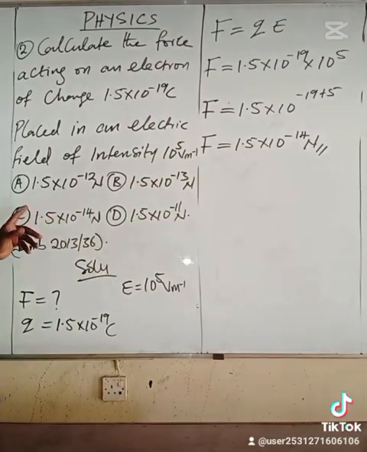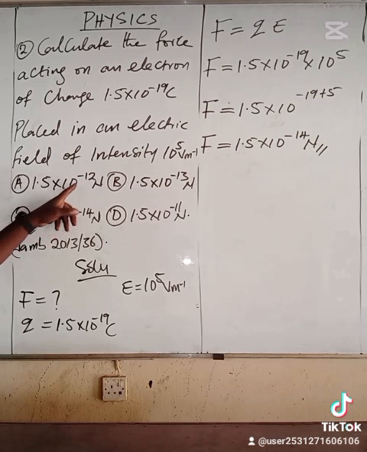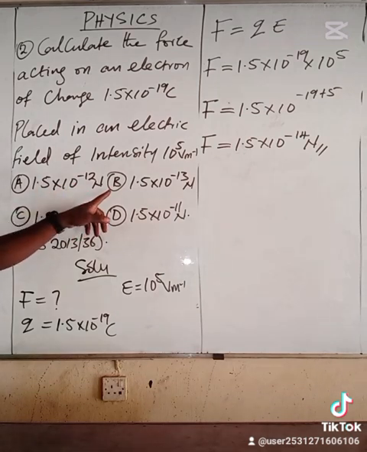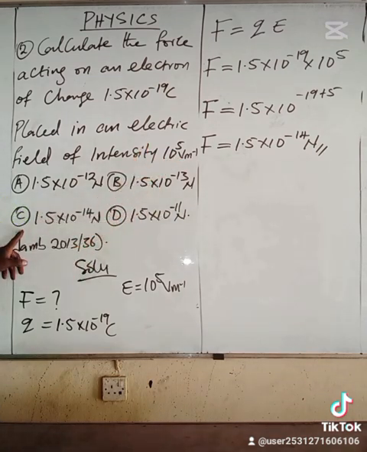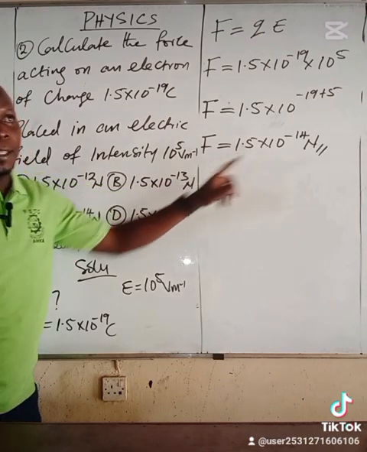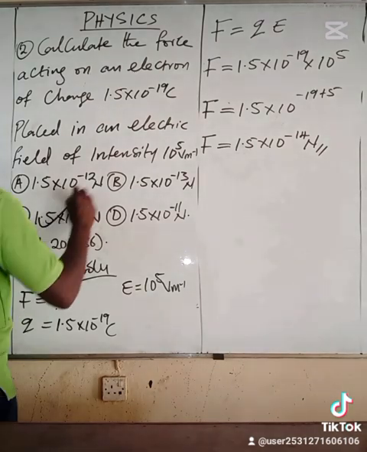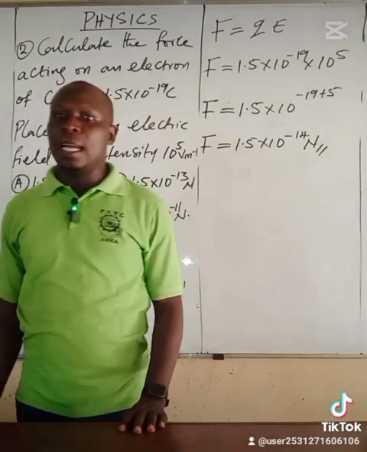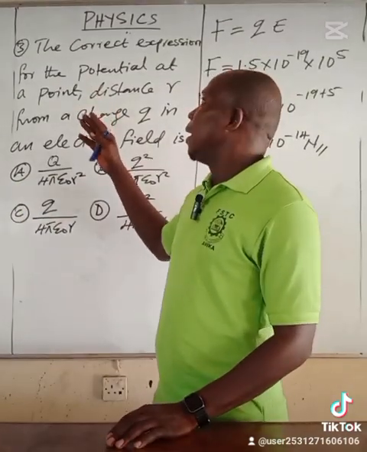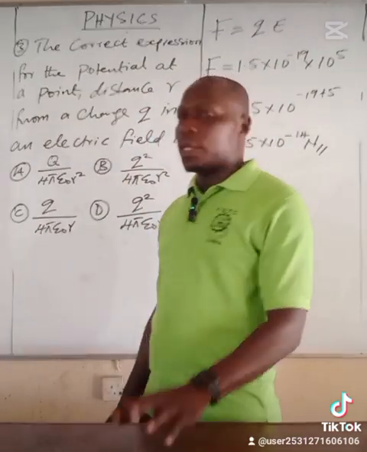Now, let's look at our options. We have option A, 1.5 times 10 raised to the power minus 12. That's not the correct answer. B, 1.5 times 10 raised to the power minus 13. Not correct. C, 1.5 times 10 raised to the power minus 14. So our answer is C. Thank you. We are going to move into the third question, which is our last question for today.